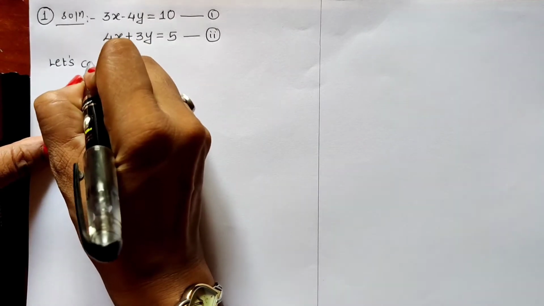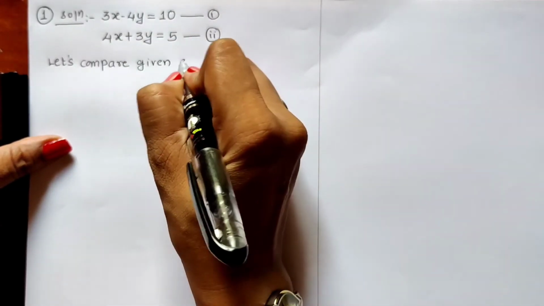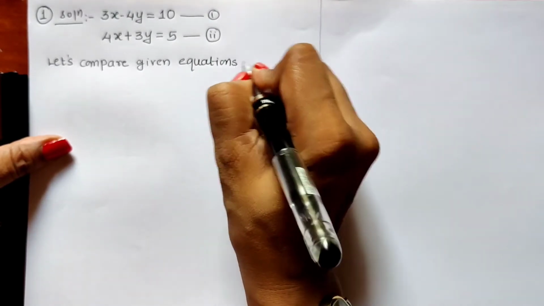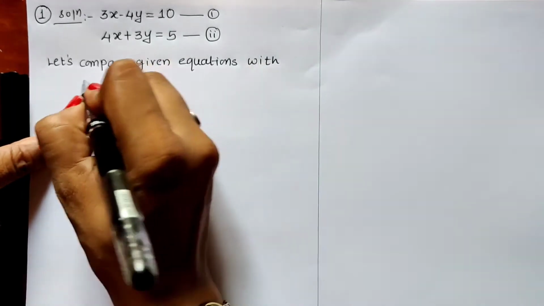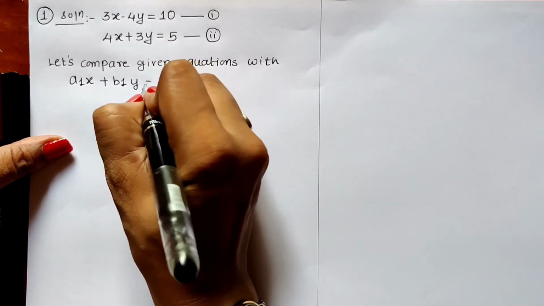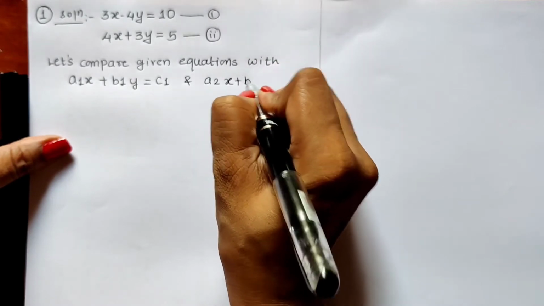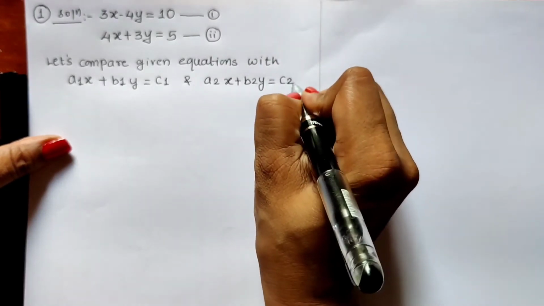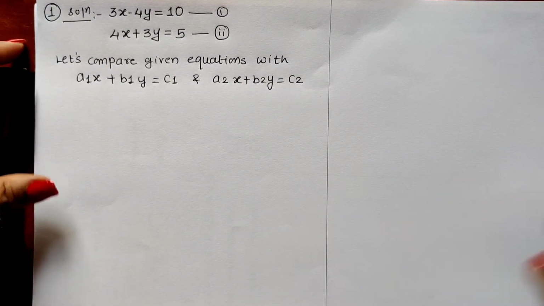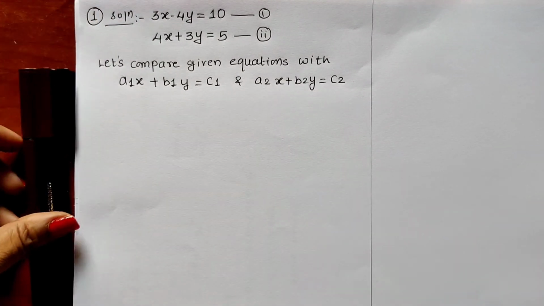So let us write. Let us compare the given equations with a1x plus b1y is equal to c1 and a2x plus b2y is equal to c2. Okay. So let us compare and write down the coefficients. That means we will be writing the values of a1, b1, c1 and a2, b2, c2.